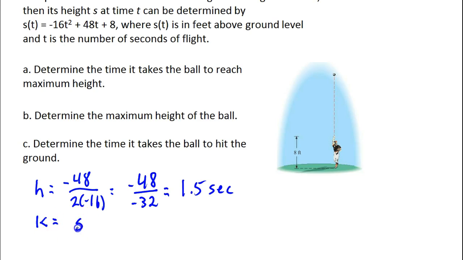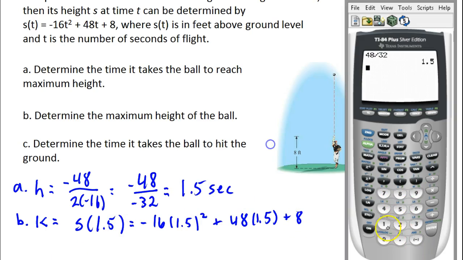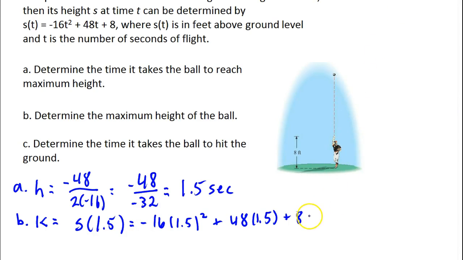So I'm going to go s of 1.5. So this is a, that's b. Okay, so we have negative 16 times 1.5 squared plus 48 times 1.5 plus 8. Get our calculator going again. And I'm going to go negative 16 times 1.5 squared plus 48 times 1.5 plus 8. 44. So this reaches a maximum height of 44 feet.